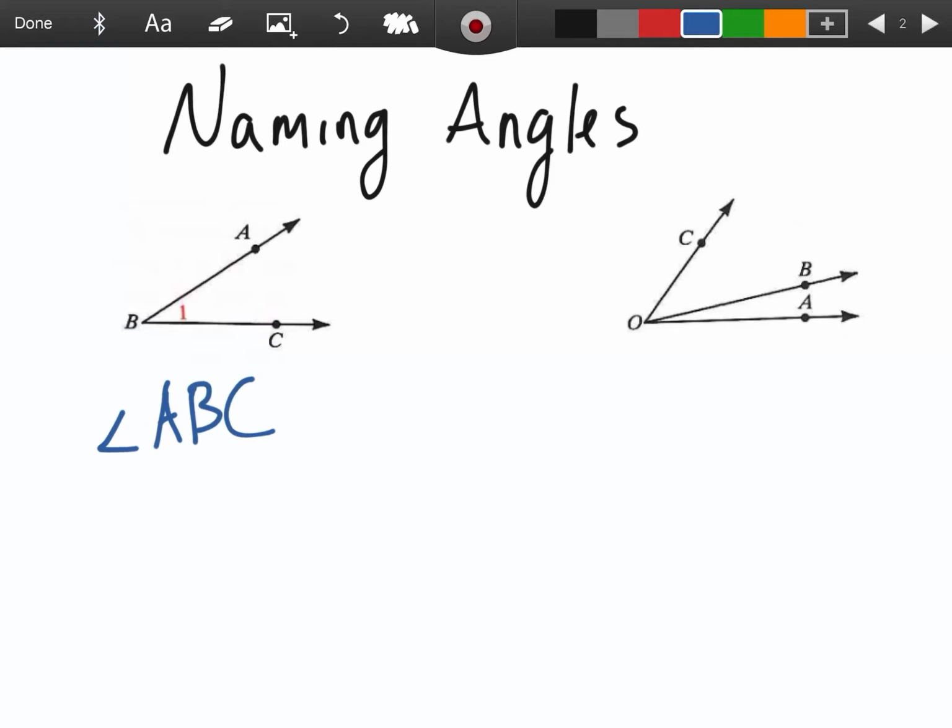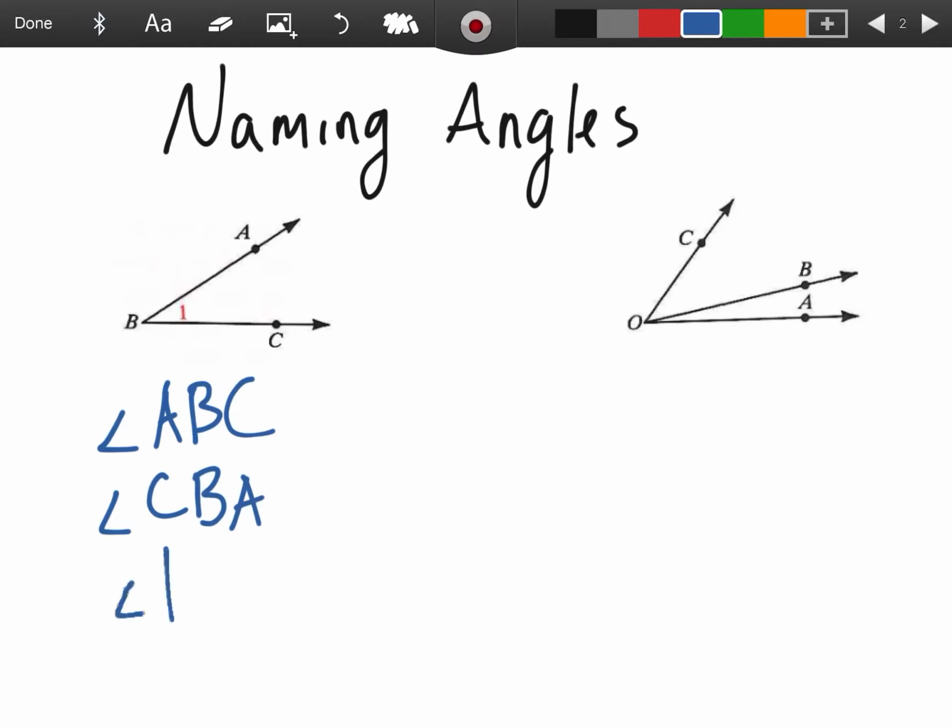If we wanted, we could also call it angle CBA. We can't call it BAC or BCA because B has to go in the middle. B is the vertex. It's got to be in the middle there. Also, sometimes we'll see this small little number in between. And so we could just call that angle 1 as well. That also works.